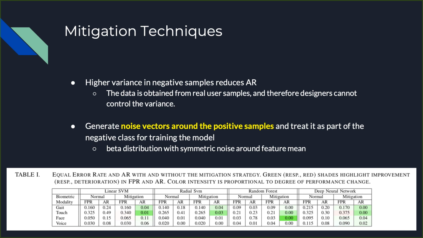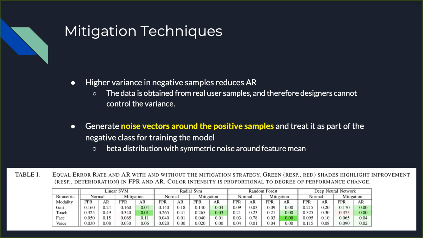They generate noise vectors around the positive samples using the beta distribution, with symmetric noise. What that means is that they generate these noisy samples around the positive samples with equal probability around every single dimension. And they label these extra samples as negative classes. So that means they increase the number of negative samples. And then they did the training.